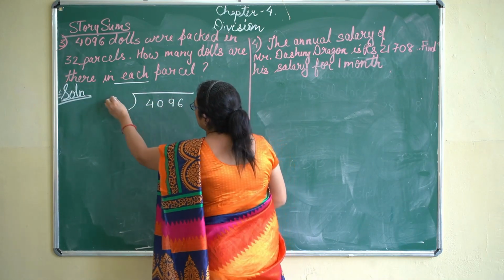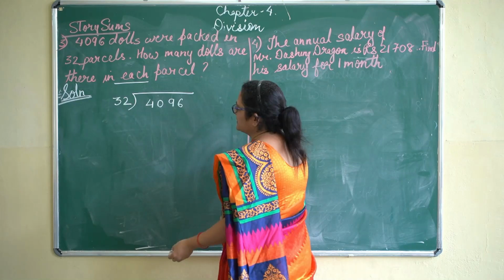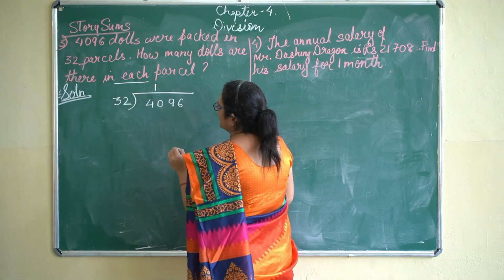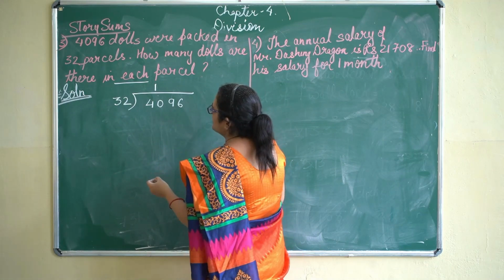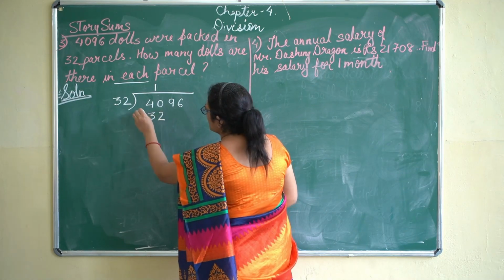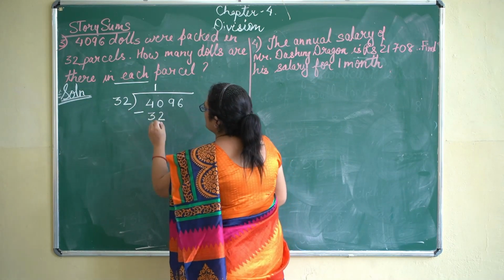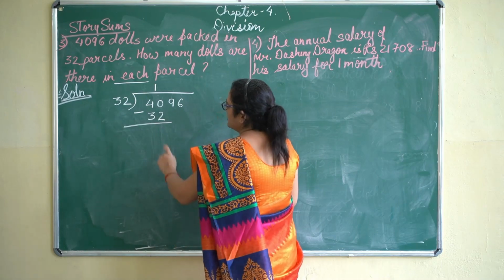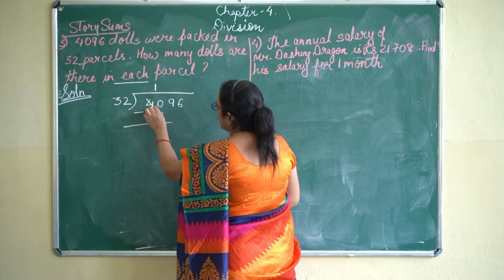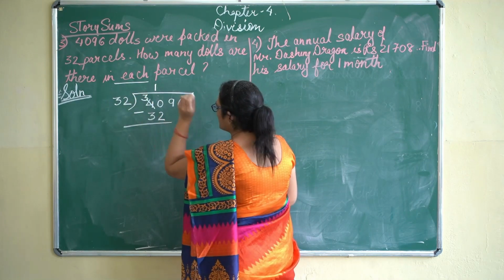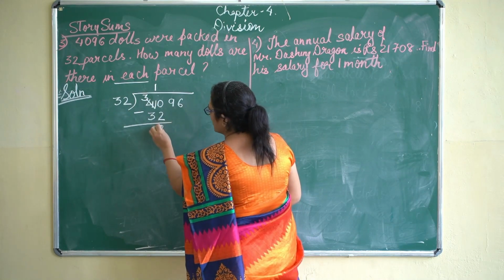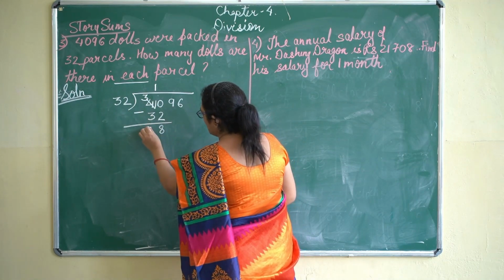4,096 divided by 32. So in the table of 32, does 40 come? No. So smaller than 40 is 32. 32 comes in the table of 32 one time. 32 ones are 32. Now what is the next step? That is subtraction. So we'll subtract. Can we subtract 2 from 0? No. What will we take? Borrow. So 4 will become what? 3, and 0 will become 10. 10 minus 2 is what? 8. 3 minus 3 is 0.